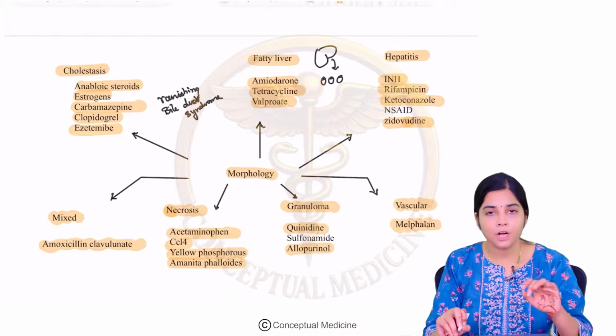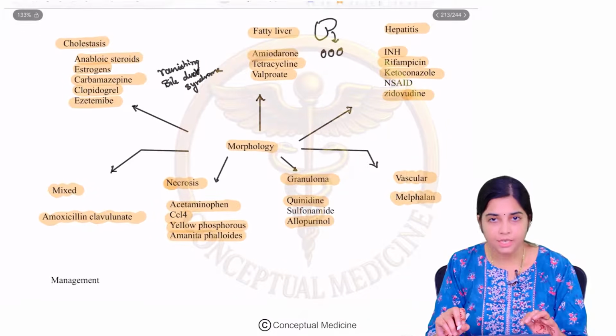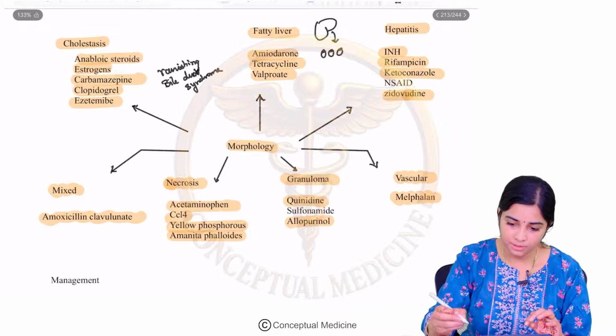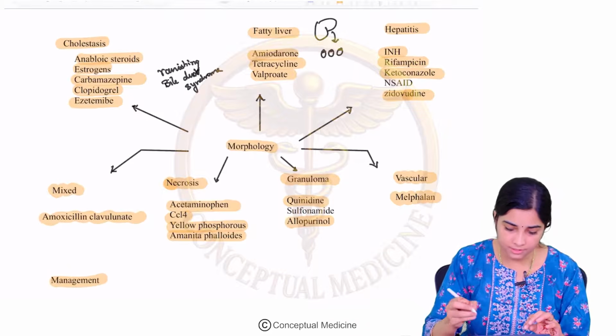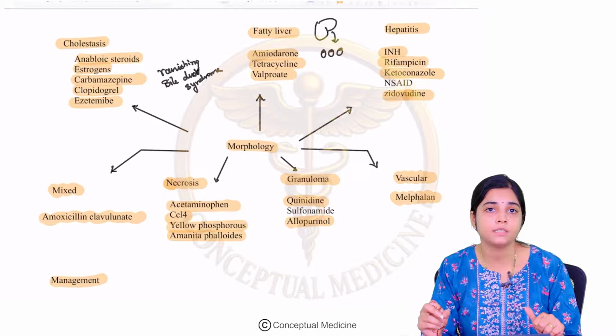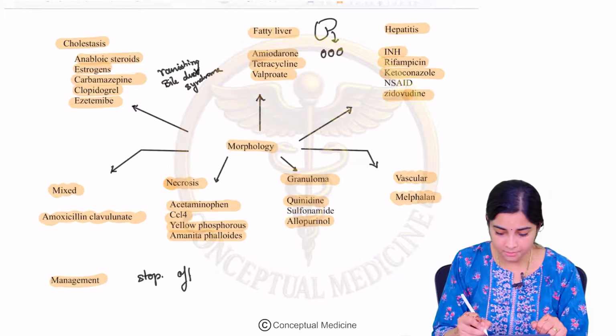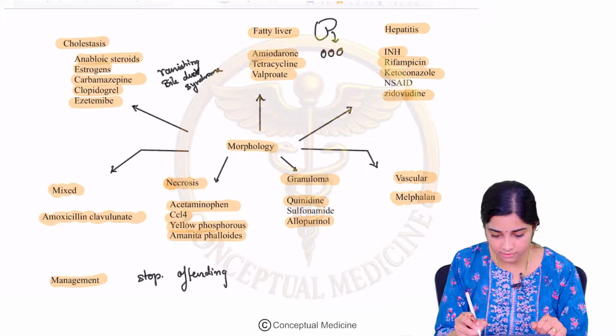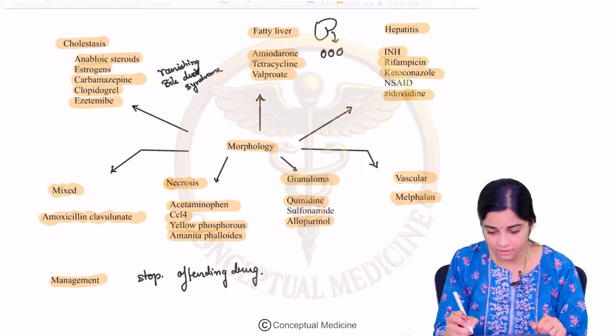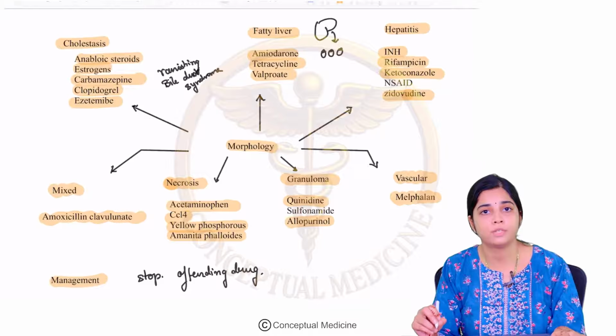Now, what about the management of drug-induced liver injury? Whenever you are suspecting a drug-induced liver injury, you will definitely have to stop the offending drug. Stop the offending drug, right? It depends on how much injury has happened.